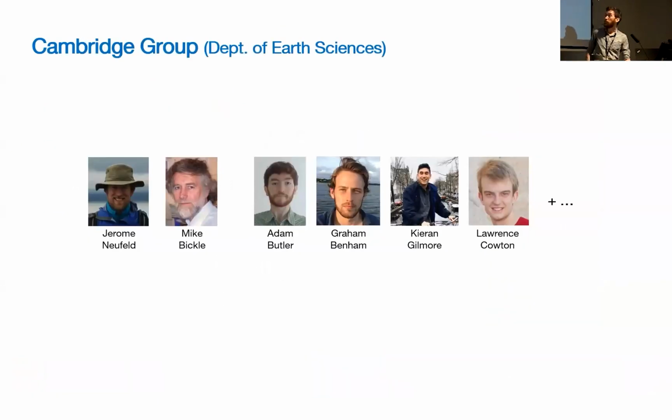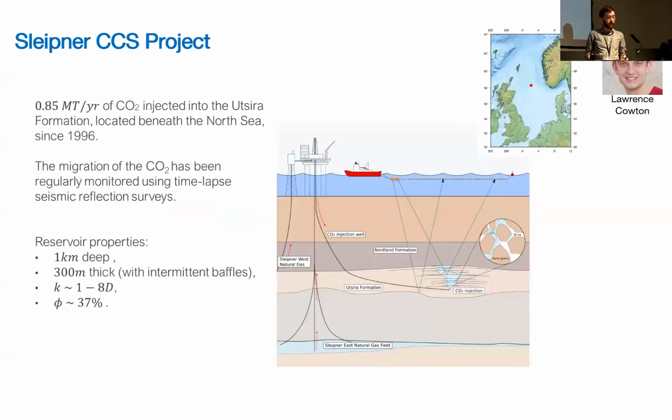Yeah, hi everyone. I'm Adam. I'm a postdoc working with Jerome Neufeld, who unfortunately wasn't able to make the meeting today. So he asked me to come and give a very quick overview about some of the reduced order modelling that a few members of the group have been doing recently. I thought I'd start with work done by Lawrence Coaten, who was a PhD student a few years ago, on the Sleipner project, which we've heard about a couple of times today so far.